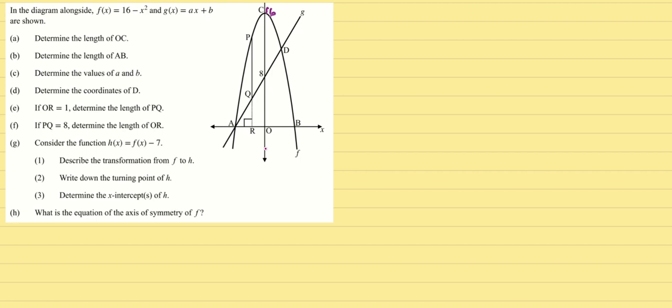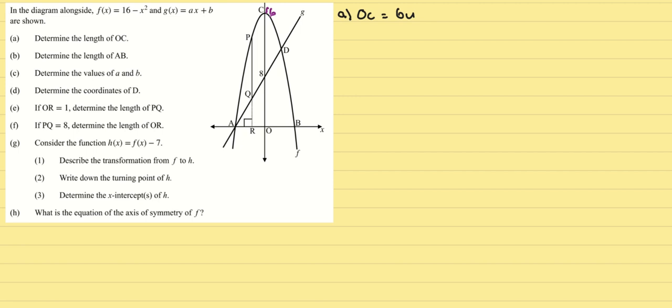The first instruction here is to determine the length of OC. OC is from our origin up to point C, and that is a clear 16 units, from 0 up to 16, and so the length of OC would be 16 units. The next question is the length of AB.